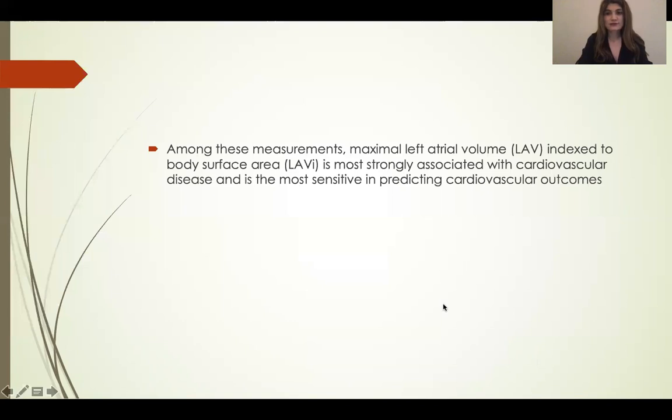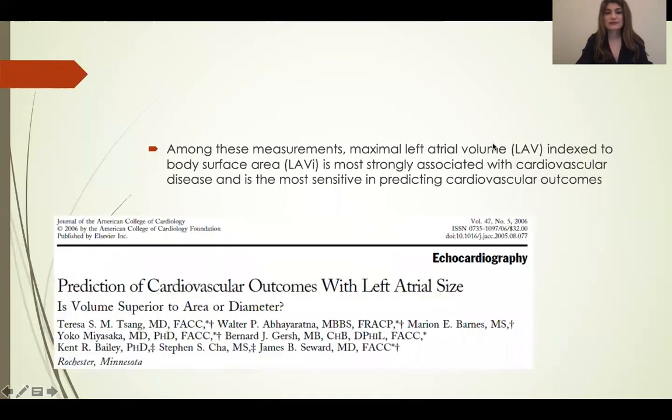However, among those measurements, left atrium volume index is most strongly associated with cardiovascular disease and most sensitive in predicting cardiovascular outcomes, according to this study from the Journal of Echocardiography in 2006.